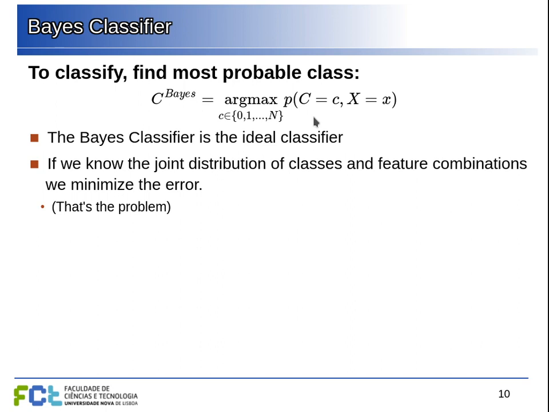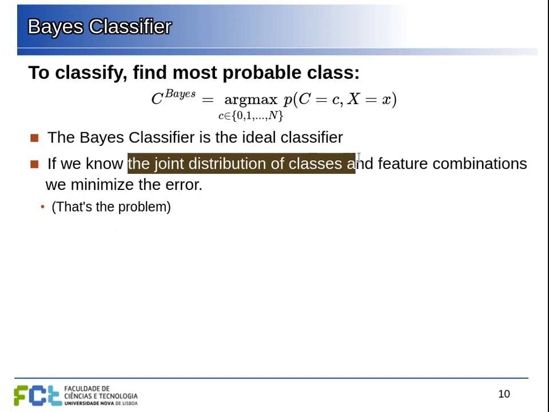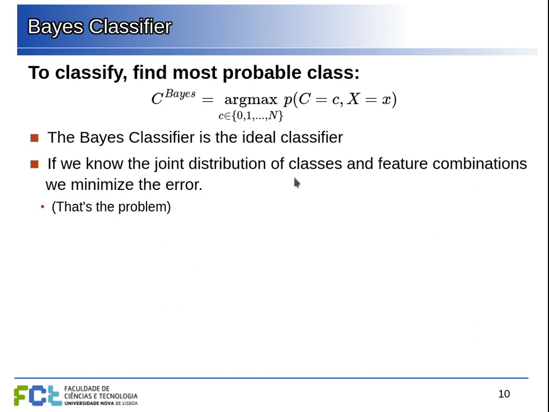Now, this would be a very good thing, because we would have an ideal classifier. We could minimize the error in all situations. The problem is, how do we find this class in practice? Because we need the joint distribution of classes and all the combinations of features. And this is the big problem with the Bayes classifier.